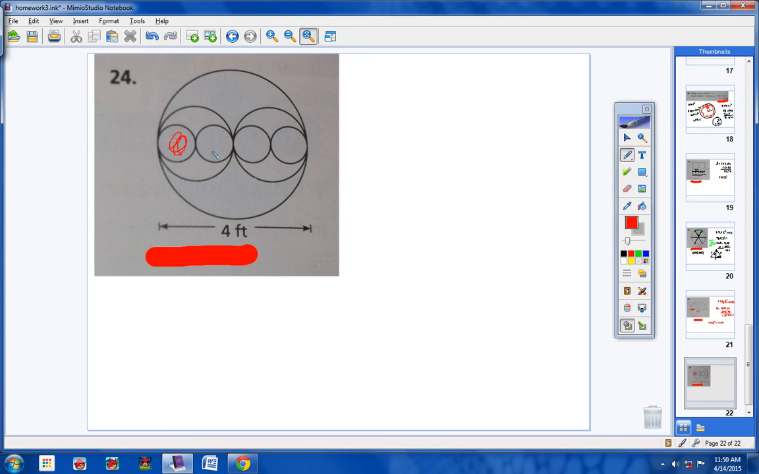Because if you look in your book, these 4 circles are shaded, and then this is shaded up here, and this is shaded up here. Don't worry about this part here, or this part here until later. Right now, we're worrying about these 4 circles right here.